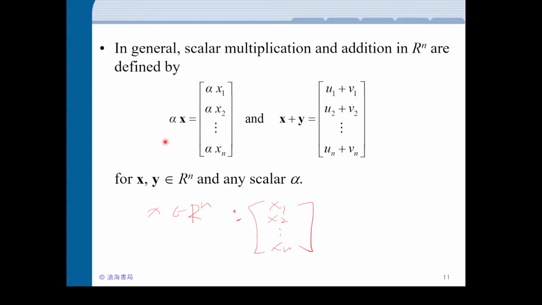So you multiply by some scalar alpha, then you multiply every coefficient by alpha, and then you add together 2 vectors, you add together every coefficient of the 2 vectors. Okay, so those are vectors in Rn, and their scalar multiplication and addition.